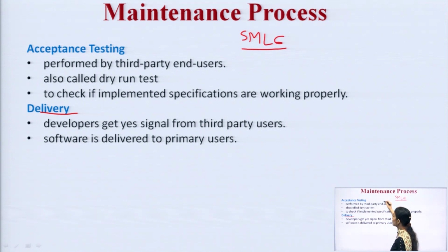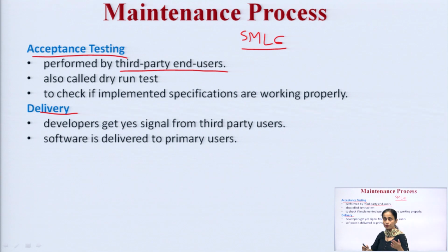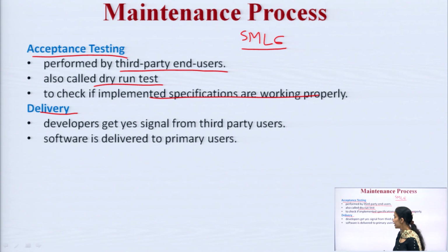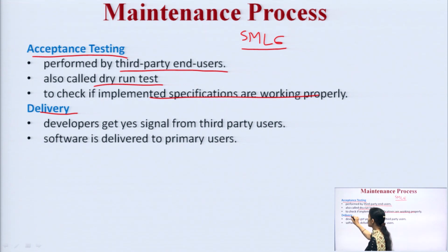So, after we have done the system testing, we are now at the acceptance testing. Acceptance testing means it is performed by the third party end users, as we have discussed in the UAT lectures. So, this acceptance testing is also called dry run testing, and it is used to check whether my newly implemented specifications are properly working or not. If not, again change the code and start from the unit testing again as per the new SRS, new detailed design and so on. Then if UAT is successful, then I will be moving on to the delivery.